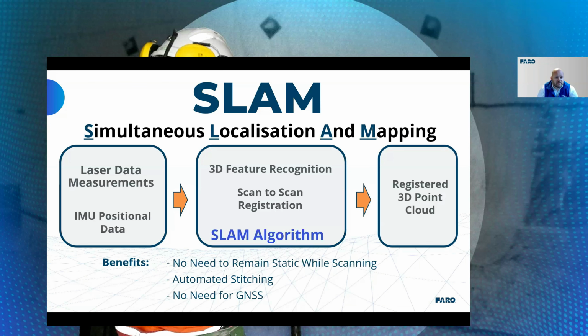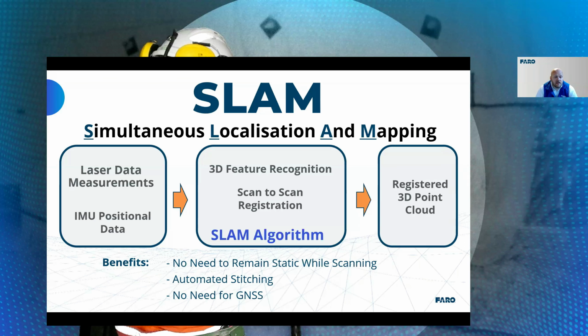The big benefit of that is we don't need to remain static while scanning, so you can absolutely move through a space. The stitching is automatic, and we don't need GPS. So if you're going underground or in buildings and things like that, we absolutely don't need any GPS to collect the data.